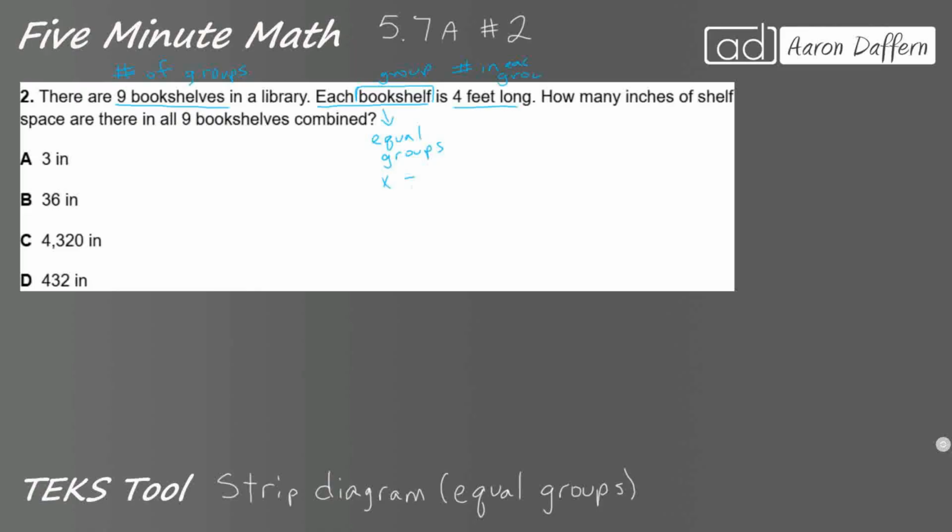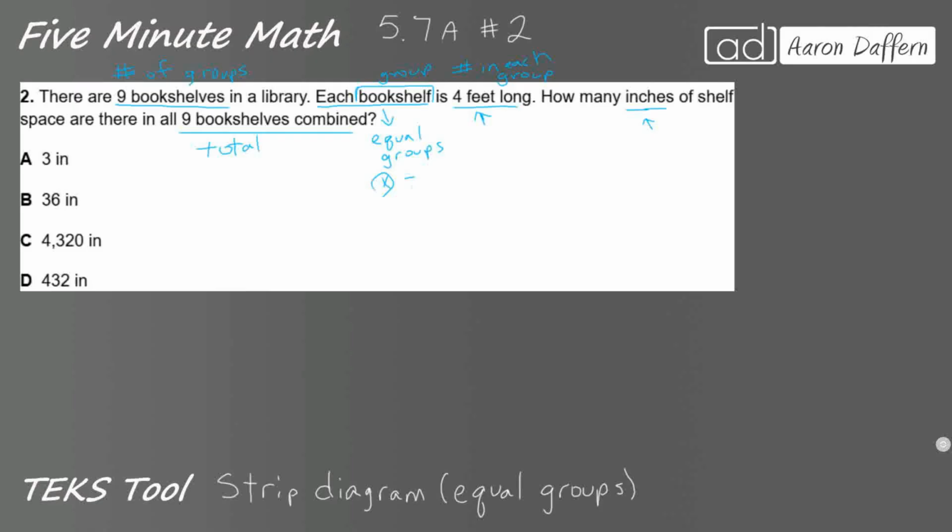And then what we're looking for is going to be the total. How many inches of shelf are there in all 9 bookshelves combined? So this is our total. So when we are given the number of groups and the number in each group, we're looking for the total. That means we're going to multiply. Now, please note the number in each group is given to us in feet, and they ask us for inches. So we do have a unit conversion coming up.